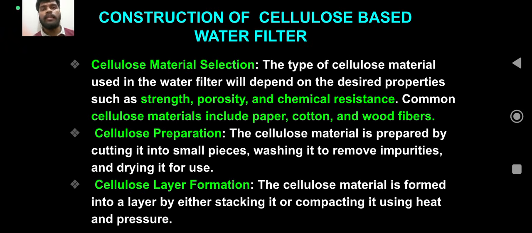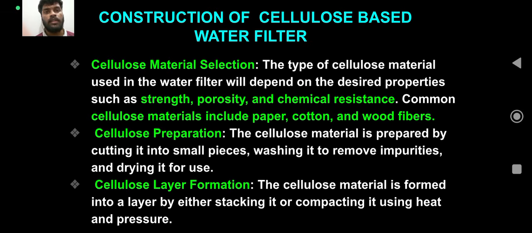Let us see the construction of cellulose based water filter. Cellulose material selection. The type of cellulose material that is used in a water filter will depend on the desired properties such as strength, porosity, and chemical resistance. Common cellulose materials include paper, cotton, and wood fibers. That is, we should select cellulose materials such as paper, cotton, and wood fibers which have the properties such as strength, porosity, and chemical resistance.